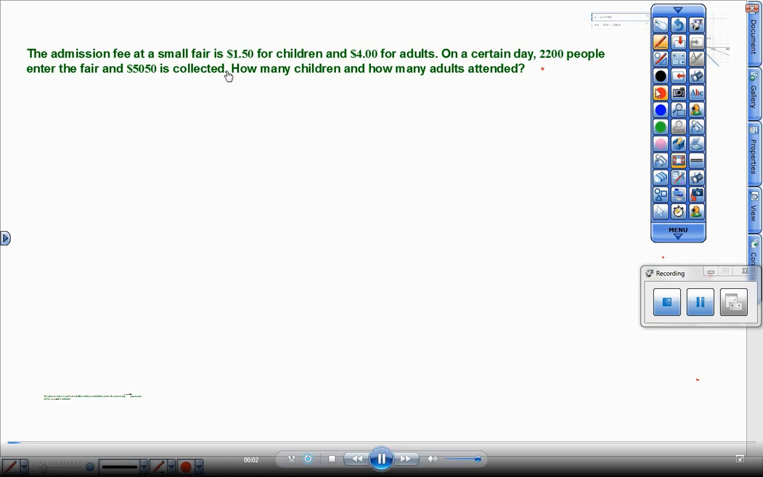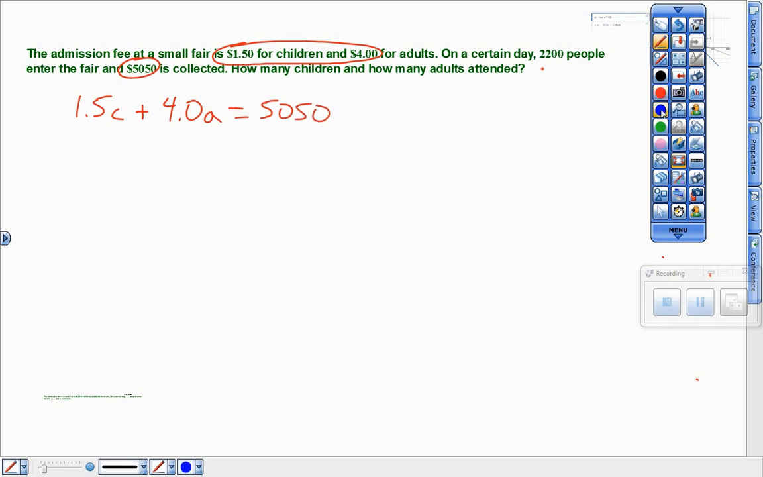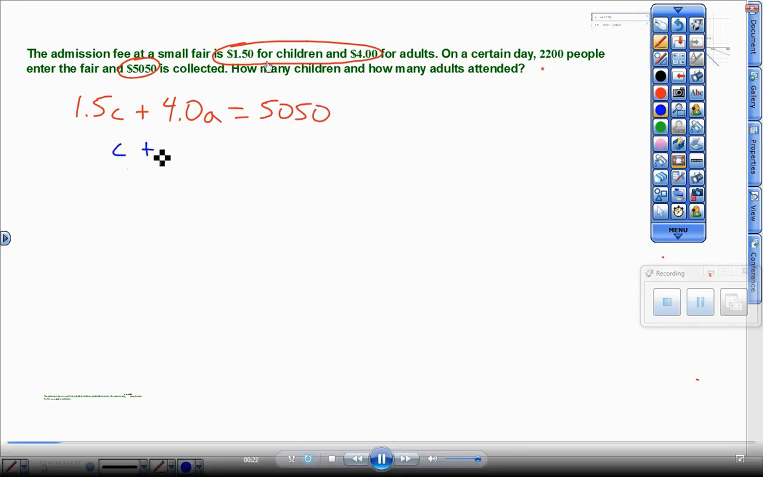So this is going to be $1.50 per child, 1.5C, plus $4.00 per adult, 4A, will equal the cost, or how much was collected, $5,050. My other equation is C, number of children, plus A, adults, equals 2,200 total people. So those are my two equations. I'm going to solve this by elimination.